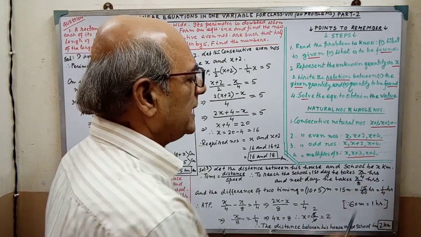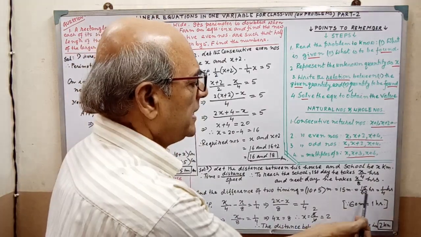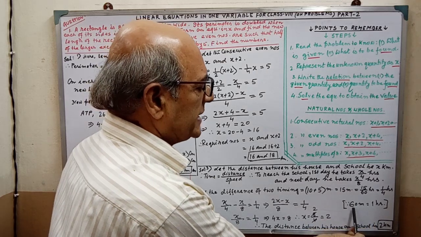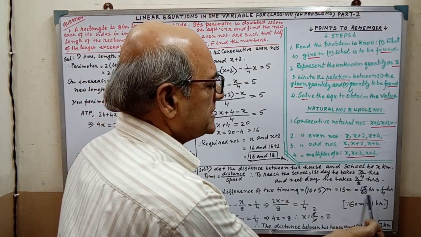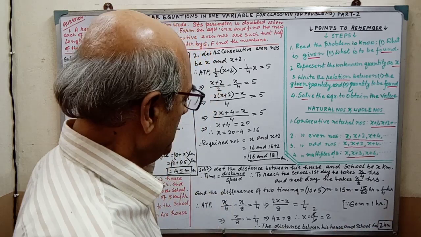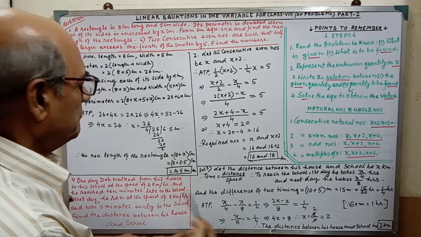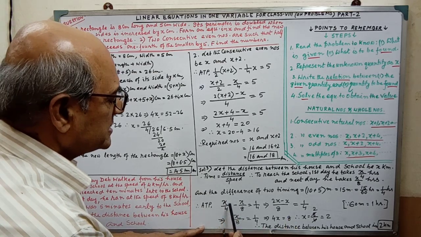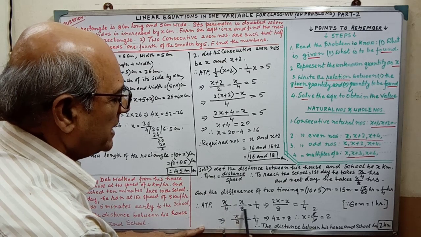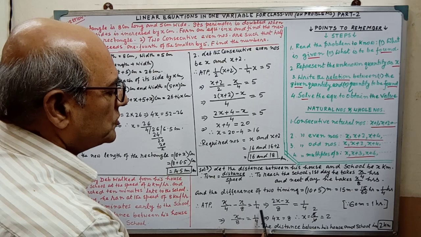Here we are getting the unit in hours. So we have to convert these minutes into hour. Since 60 minutes equal to 1 hour, therefore 15 by 60 equal to 1 by 4 hour. After that, we have to make the relation. Relation by reading the difference between the times, that is x by 4 minus x by 8 equal to 1 by 4. We are getting the equation.